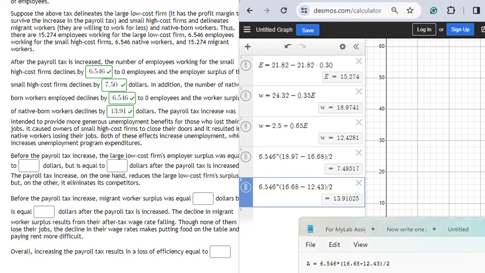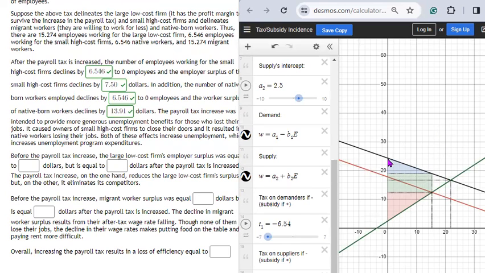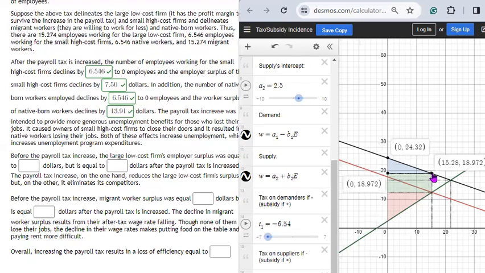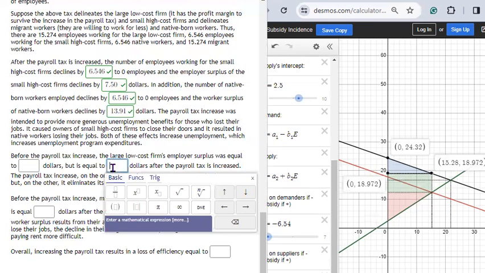Okay, we're going to make some calculations here. So let's calculate the firm surplus after the tax, right? That's this number here. We're going to calculate this first. It's going to make it easier, right? All right, so we're going to calculate the firm surplus, this blue triangle, after the tax is imposed, right? Again, this is the firm surplus of the high cost small firms. And this blue triangle here is the firm surplus of low cost large firms after the tax, right?